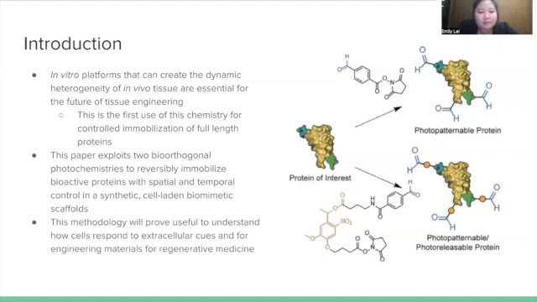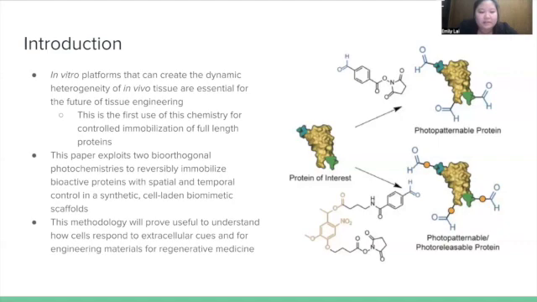This paper exploits two bioorthogonal photochemistries to reversibly immobilize bioactive proteins with spatial and temporal control in a synthetic cell-laden biomimetic scaffold. For more insight, bioorthogonal refers to chemical reactions that can occur inside living systems without interfering with native biochemical processes. These reactions are designed to be selective and specific, meaning they can only react with particular chemical groups or molecules within the cell.